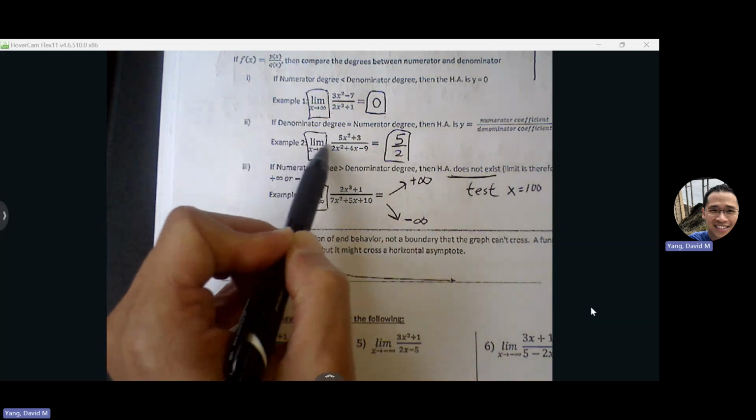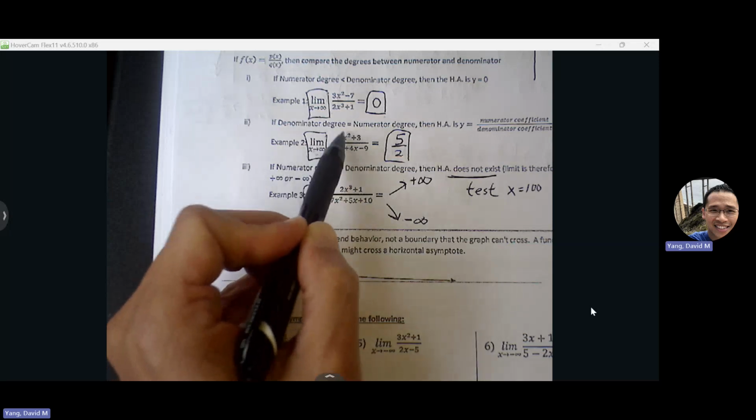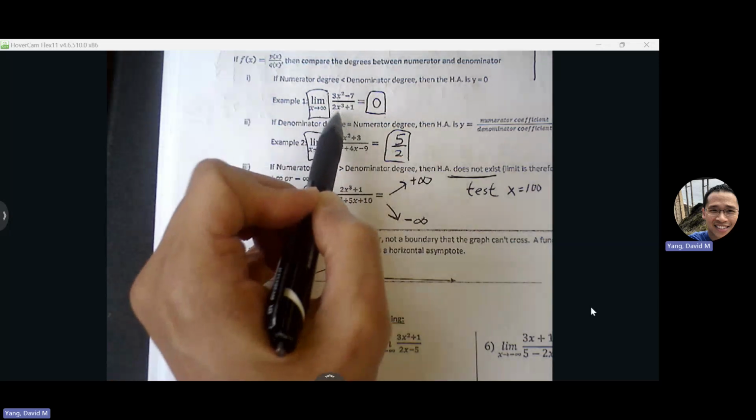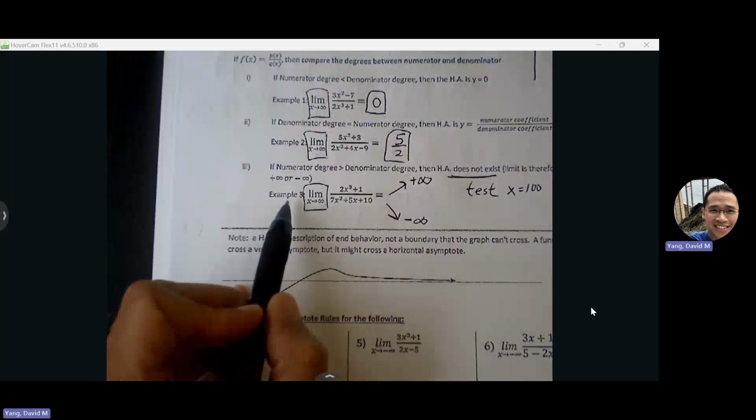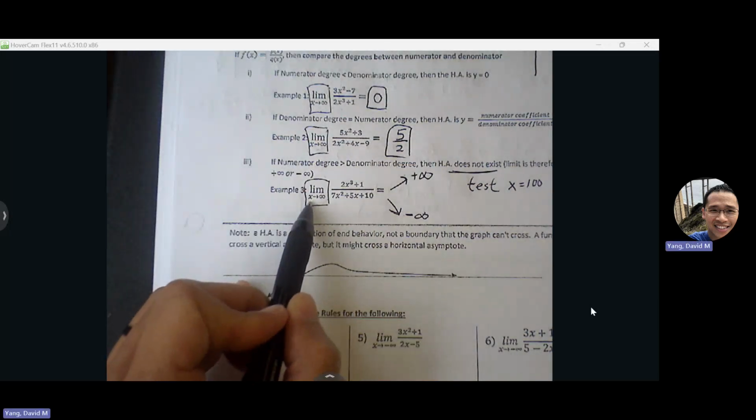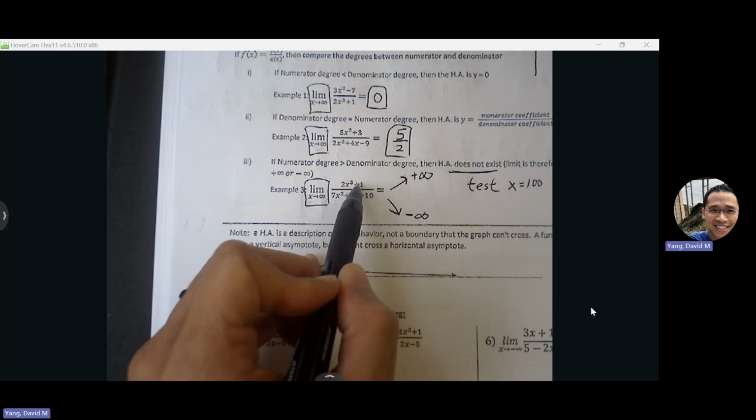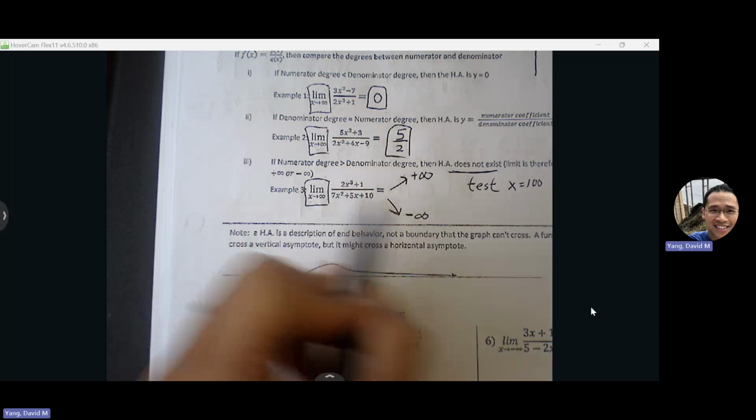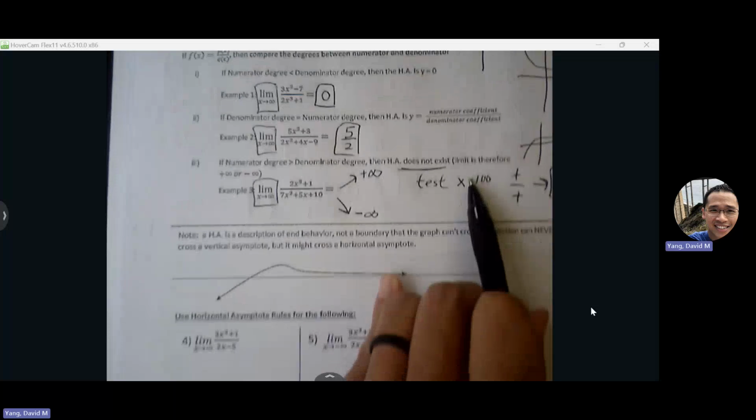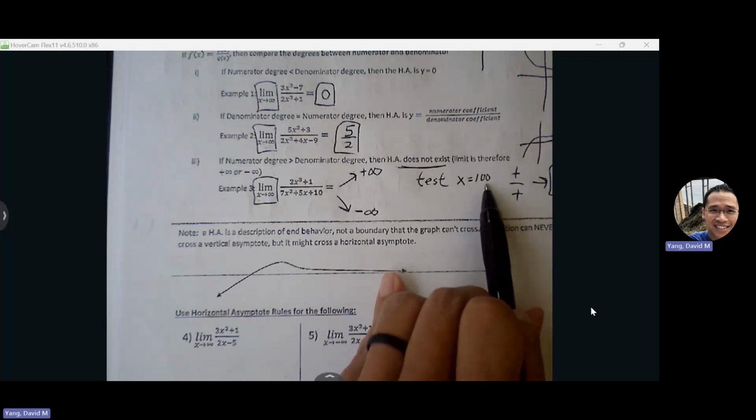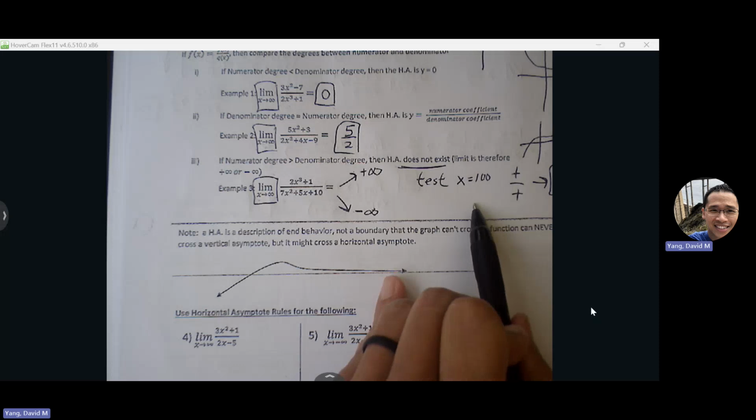So the sign, the direction of infinity doesn't matter if the degrees are the same or if the denominator is a higher degree. The only time your positive negative is going to make an impact is if my degree is higher in the numerator than the denominator. Then, depending on which direction you're headed, if I'm headed to the right, I'll choose to test 100. If I'm headed left, then I'll choose to test negative 100.